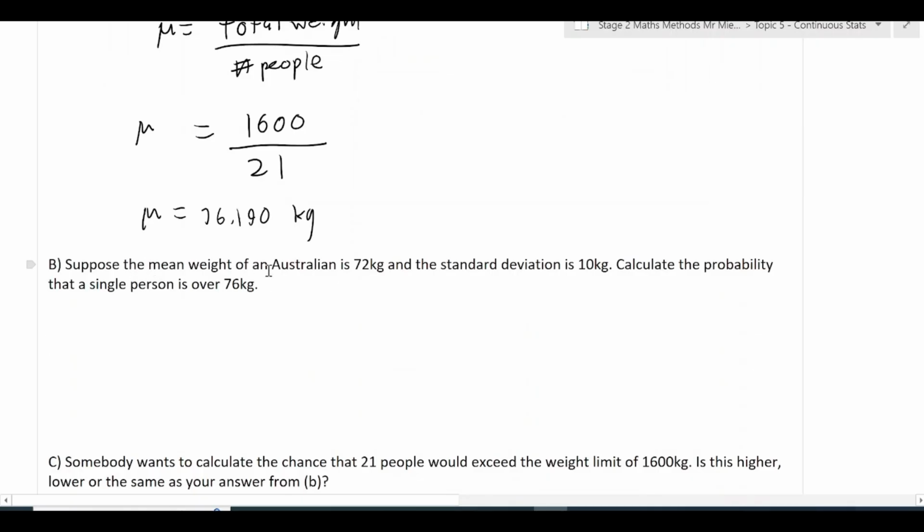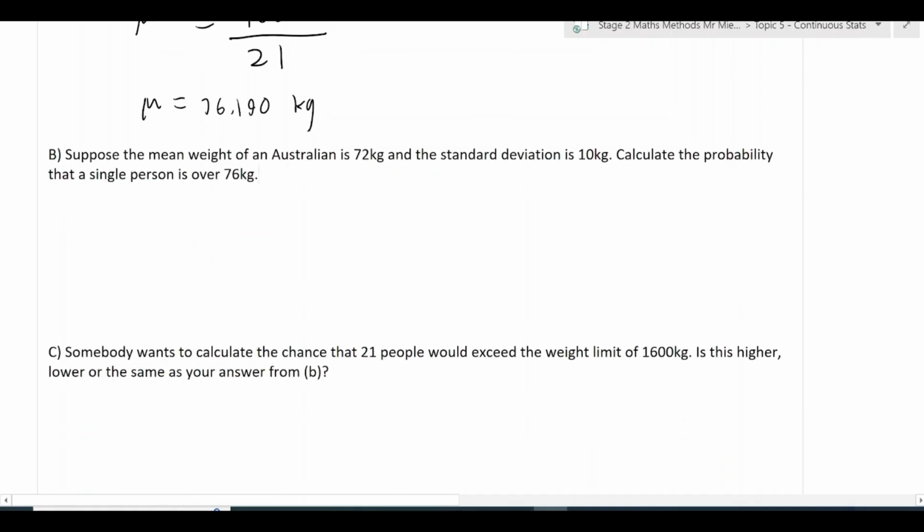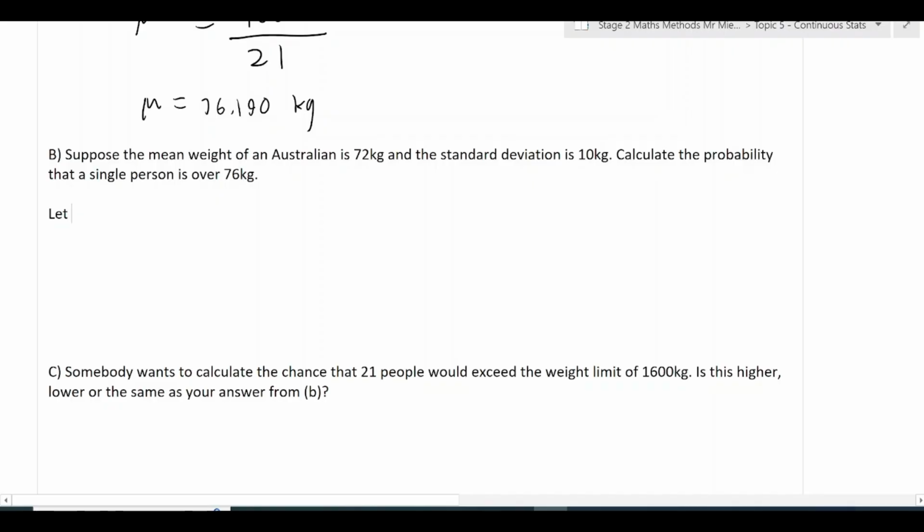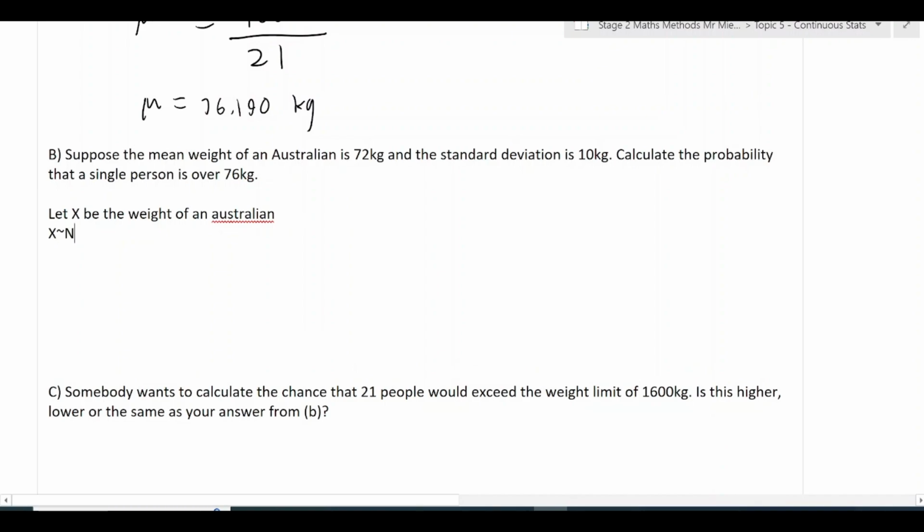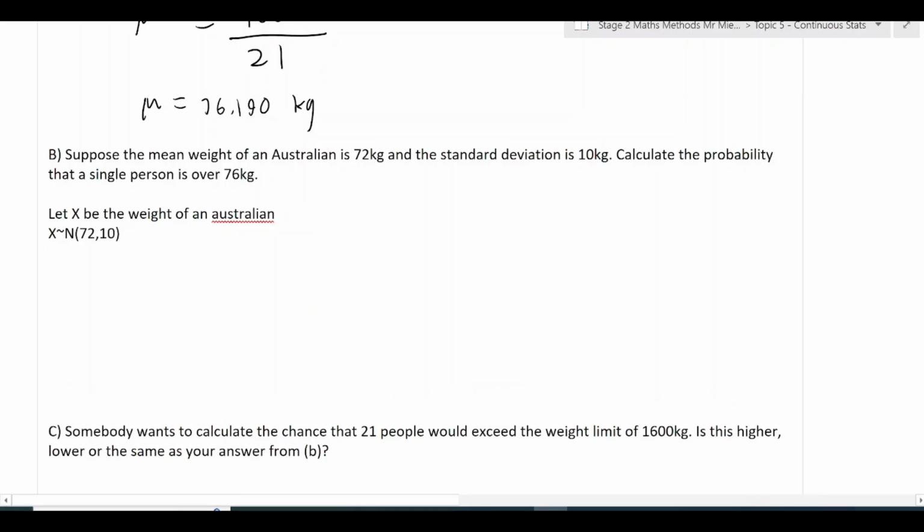Suppose the mean weight of an Australian is 72 kilograms and the standard deviation is 10. You want to calculate the chance that a person is over 76 kilograms. So this is a standard normal CDF question. Let X be the weight of an Australian. X is distributed normally with a mean of 72 and a standard deviation of 10, which is fairly accurate. I'm pretty sure I Googled those numbers.